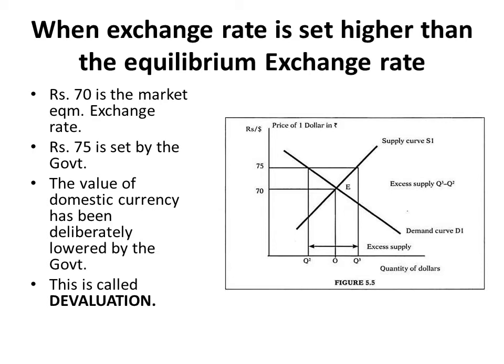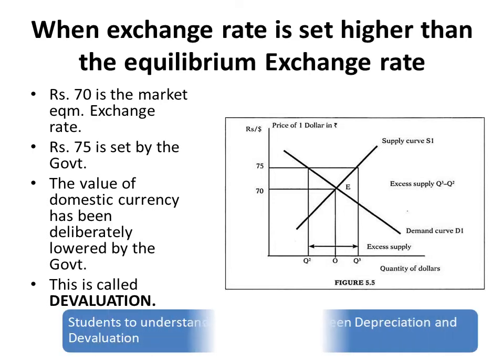Earlier we discussed depreciation. Depreciation happens under flexible exchange rate system. So now you need to understand the difference between depreciation and devaluation. Depreciation happens when the rate of exchange goes up. That is, the equilibrium exchange rate goes up, due to demand and supply forces.